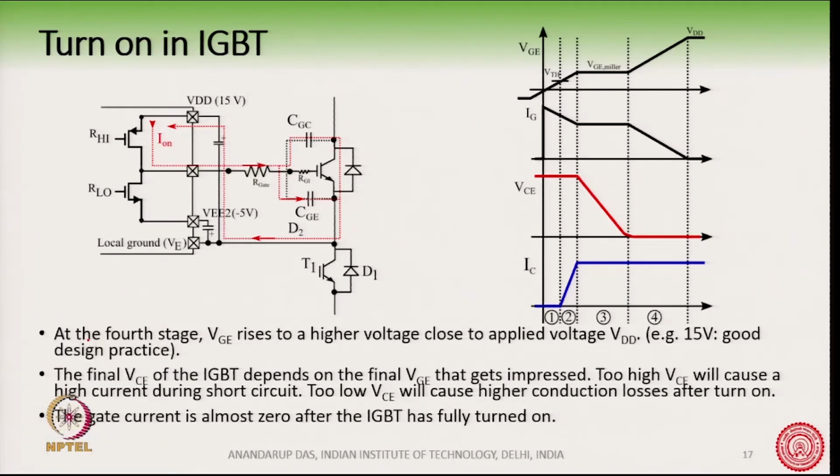There is a slight modification I would like to make: this IC current is not exactly like this, but there may be a slight peak here, and this peak happens because of the reverse recovery of this diode. When there is a reverse recovery of this diode, the collector current may not fully become equal to the load current, but there may be a slight overshoot here. That is sometimes observed.